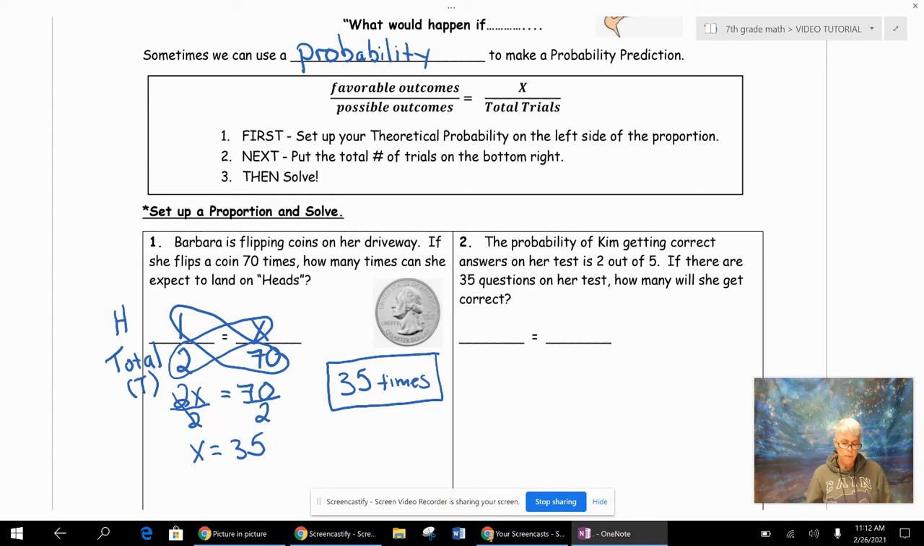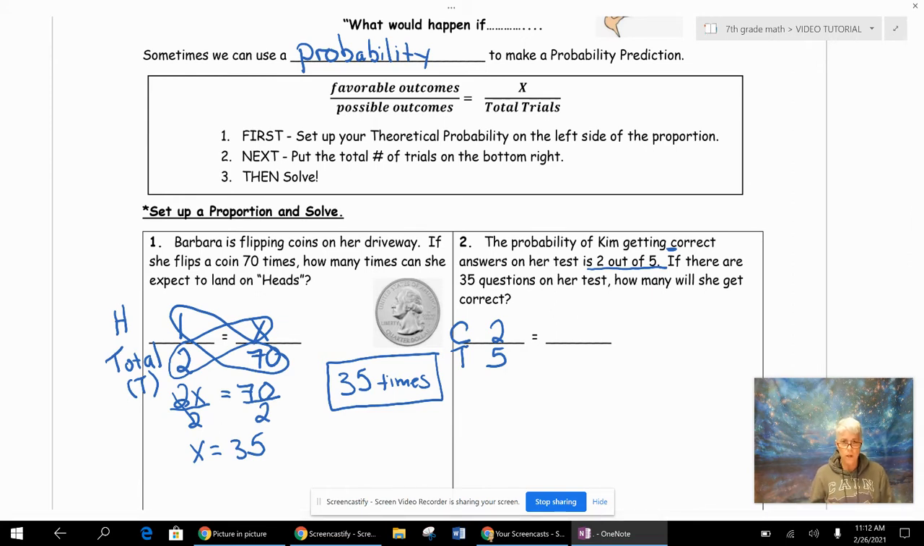Here we go. The probability of Kim getting a correct answer on her test is 2 out of 5 times. If there are 35 questions on her test, how many will she get correct? So again, she wants to get correct answers. So we're going to call that C for correct, and then we're going to put a T for total. And it says 2 out of 5. So 2 correct out of 5. But there's a total now, though, of 35 questions.